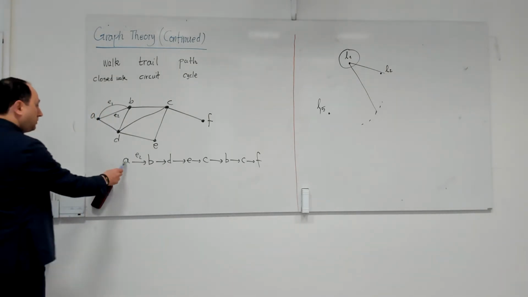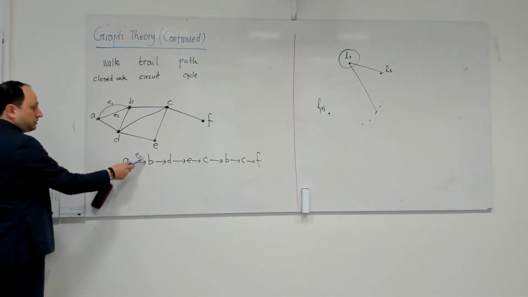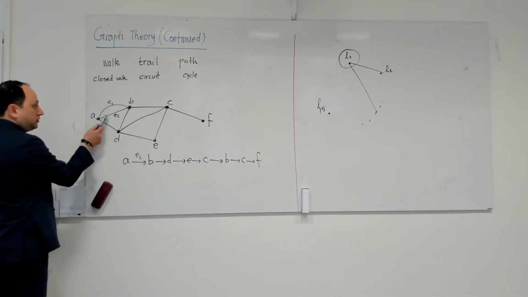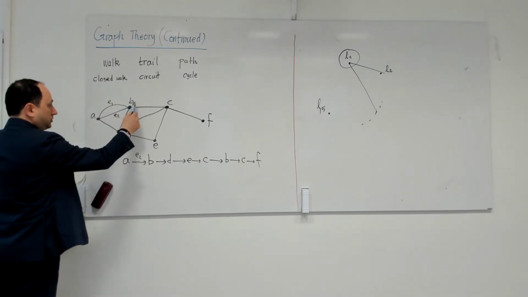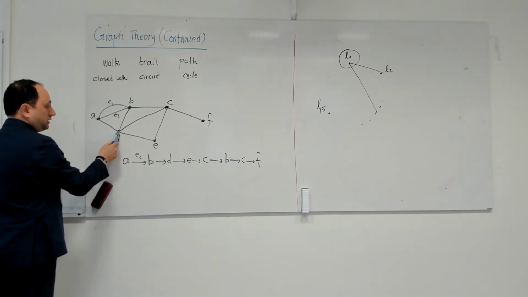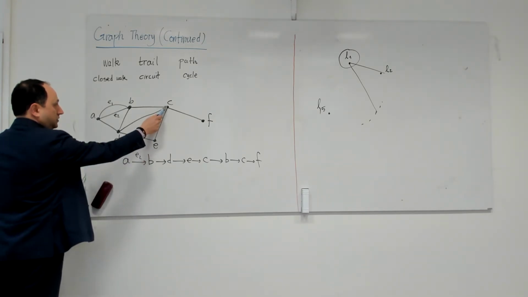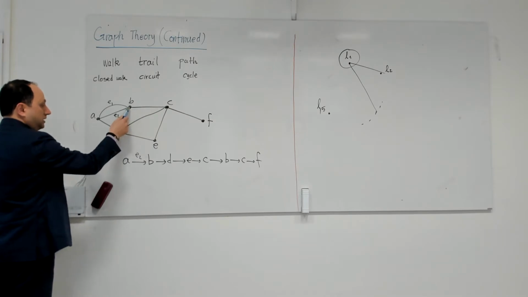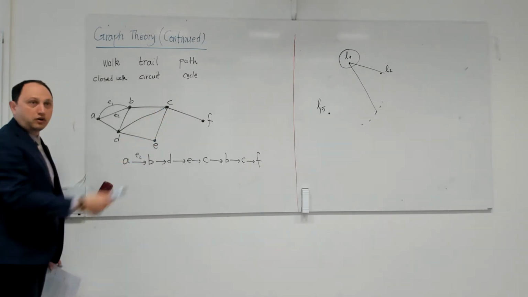I started from A, I have chosen a point, and then I went to B through E2, so from here, and then from B, I went to D, and from D, I went to E, from E, I went to C, and from C, I returned back to B, and from B, I went to C again, and then I went to F. So that's a walk.